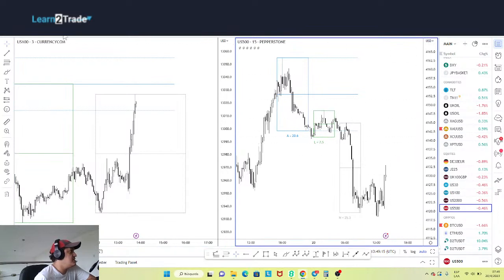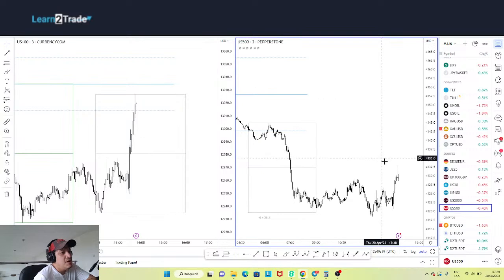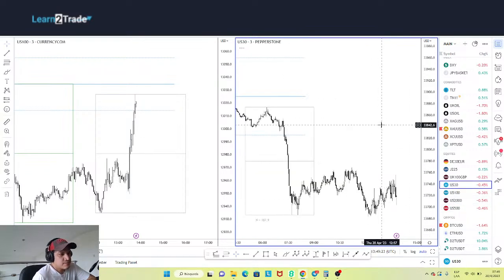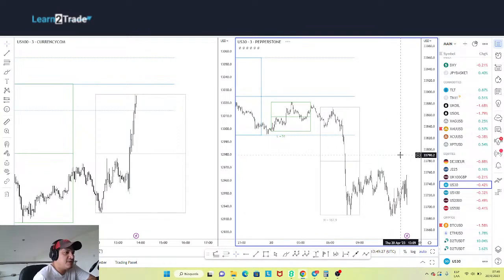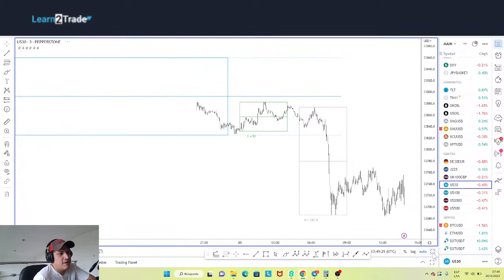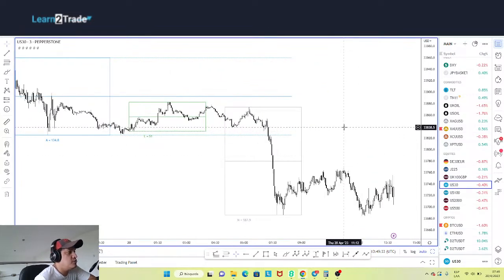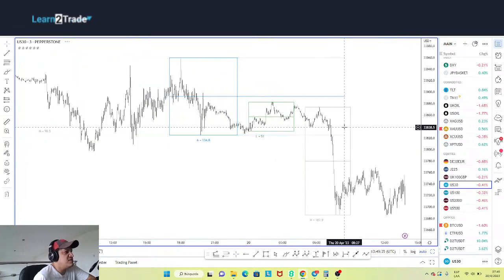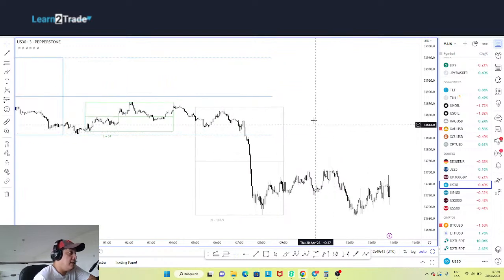US 100. Let's have a look at the 3 minute chart on the US 100. This is a very slow market right now. The Dow, super slow market on the Dow. Every single one of these markets, I would be looking for shorts. The Dow shows signs of very good shorts too, and shows inefficiencies in the market right here.